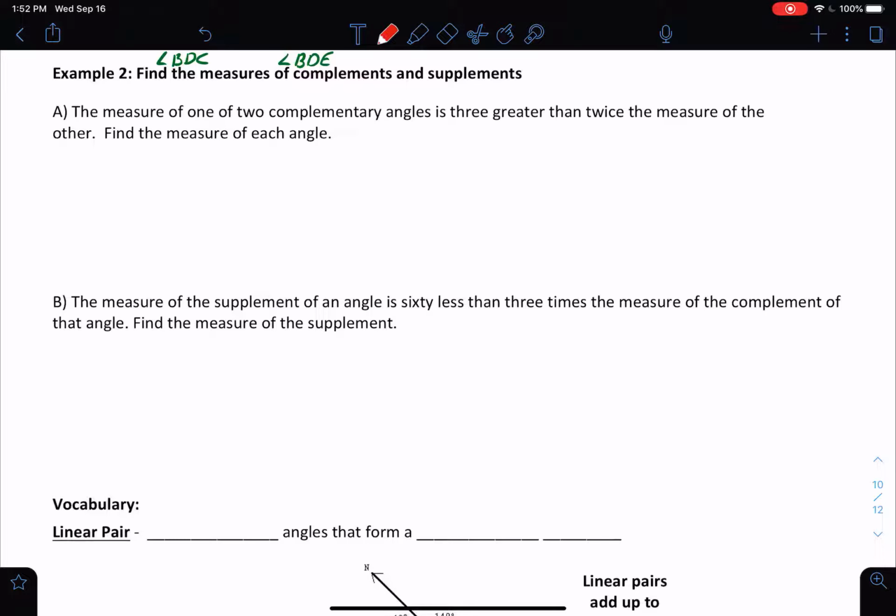There's a lot of words going on that we have to translate into a mathematical equation. So we're going to break it up bit by bit. The measure of one of two complementary angles. Angle 1, I'm going to call just x. And since I'm dealing with complementary, I know angle 2 is going to be 90 minus x. So one of these complementary angles is going to be x.